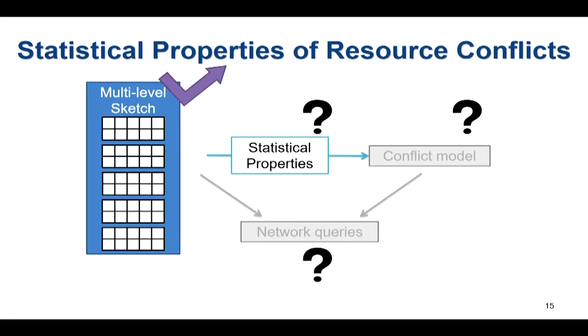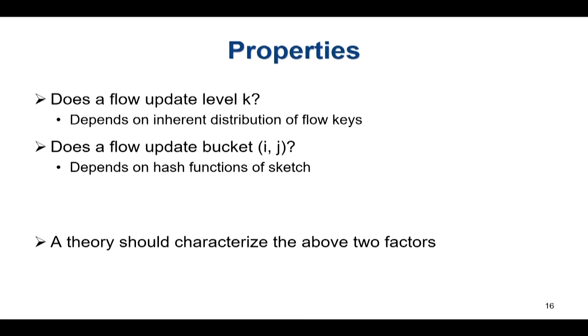With this multi-level sketch, the next problem is how to identify the statistical properties of resource conflicts in NIT. We find that there are two types of resource conflicts in the multi-level sketch. First, whether a flow updates level k depends on the inherent distribution of flow keys. And second, whether a flow updates a bucket depends on the hash result. So we need a unifying theory to characterize both of these factors.